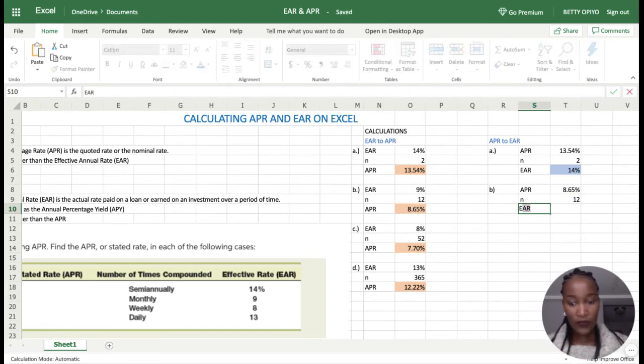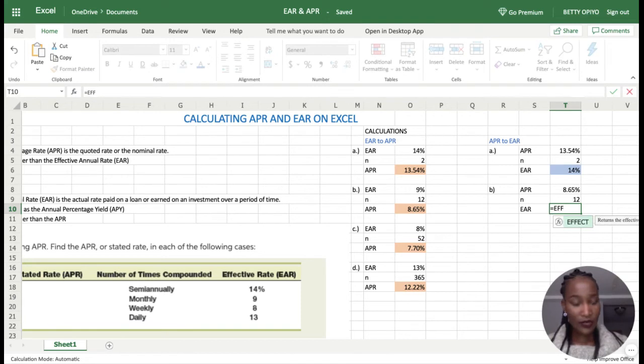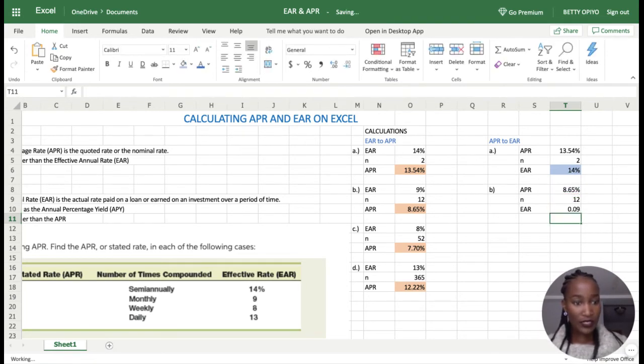If you're finding it on Excel, start with an equal sign and then use the effective rate function, which is the effect. And then nominal rate, click on the cell that has 8.65, and then number of periods is 12. Close your parentheses and enter. As you can see, it's 9%. The answer is correct. The whole number is just 9%.